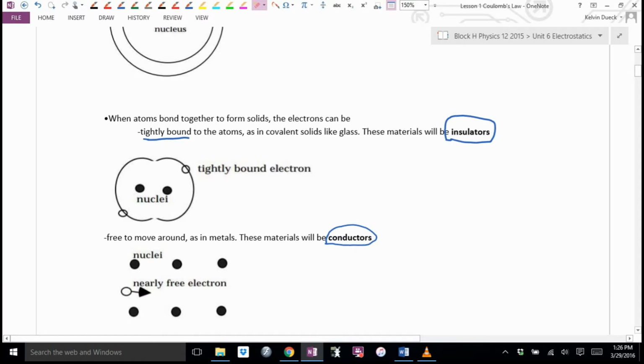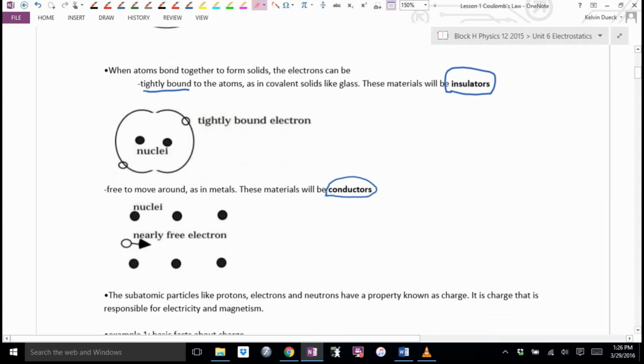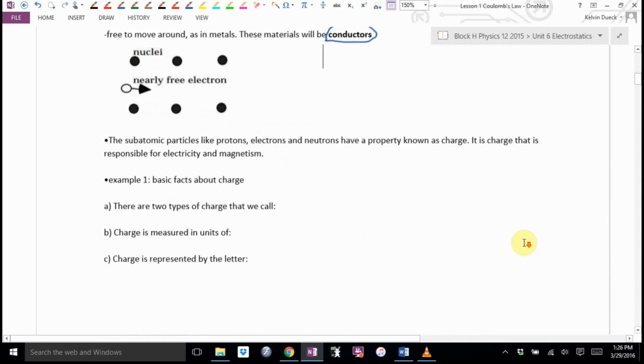Insulators and conductors. You learn this in Science 9. You probably don't learn this explanation, but you learn that insulators don't conduct electricity, and conductors do conduct electricity. It's where the word conduct comes from. You also learn in Science 9 that all subatomic particles, like protons, electrons, and neutrons, have a property. We call this property charge. And it's charge, this property, that's responsible for electricity and magnetism.